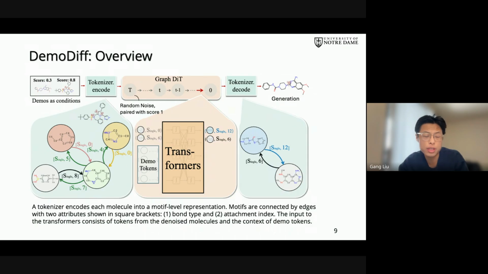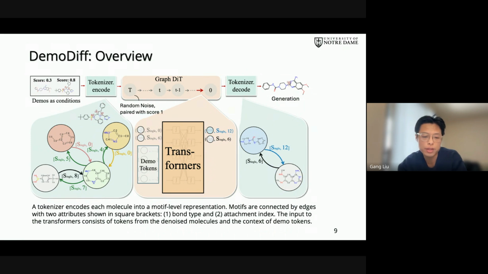For example, if it's a single bond, it means that these motifs are connected by atoms with single bonds. And the second attribute here specifies the attachment index in the source motif. For example, if the index is 0, the directed edges should be attached to atom 0 in the motif.